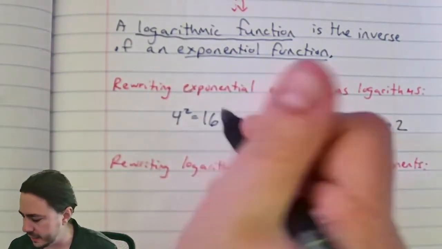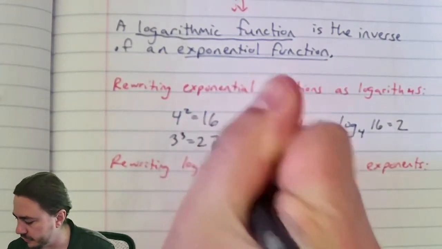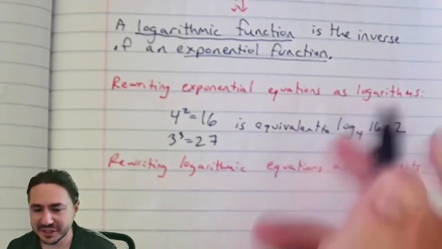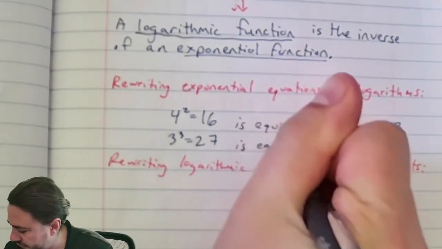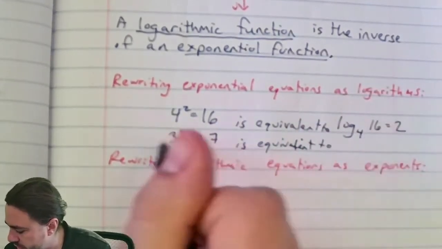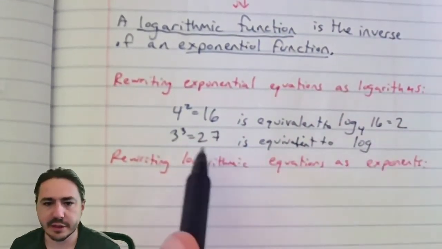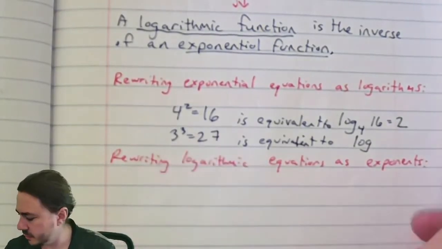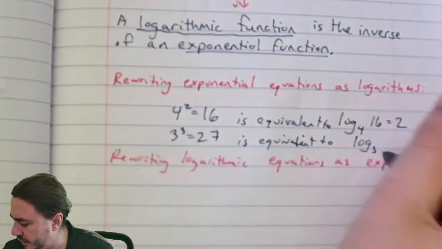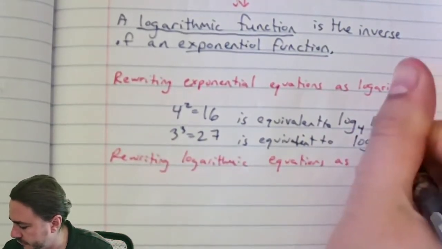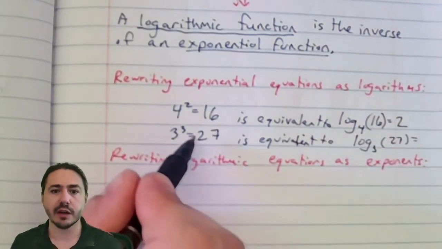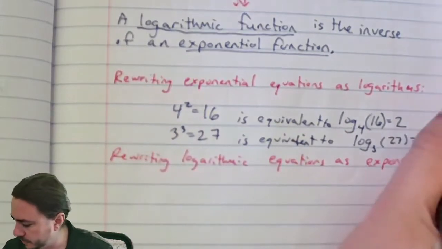Similarly, let's say you had something like 3 cubed equals 27. That is equivalent to log, now the base here is 3, so you should have log base 3 of 27 — forgot my parentheses up here — equals, well, what is the logarithm? The logarithm is the exponent, so here it'd be 3.